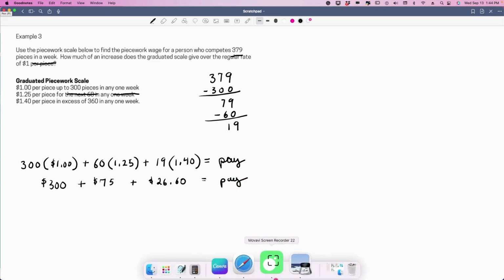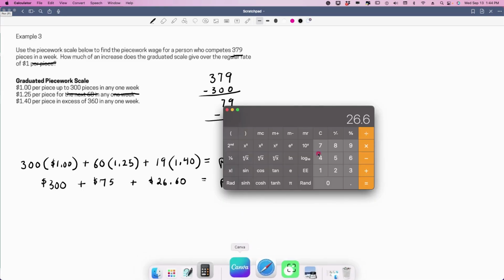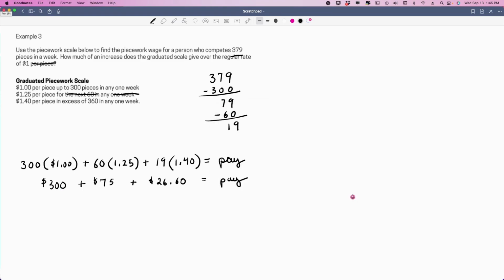So we know, we can just pull this calculator. We've already got $26.60 in here. And we know 300 plus 75, we can do that in our head. That's going to be plus 375, that's 401.60. So $401.60 is what this person gets paid for this many pieces using this piecework scale.